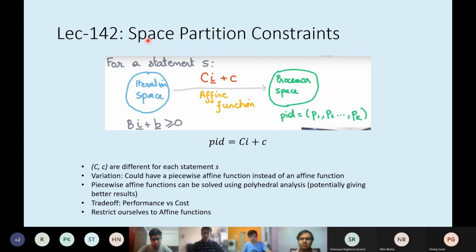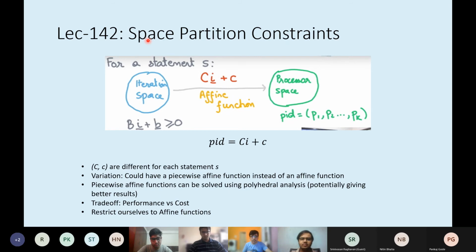So for each statement S, which would be an access, it would be associated with an iteration space. We need to map the iteration space to the processor space, where the dimensionality of the processor space is k. We do this mapping by an affine function, represented by the coefficient matrix capital C and the vector small c.